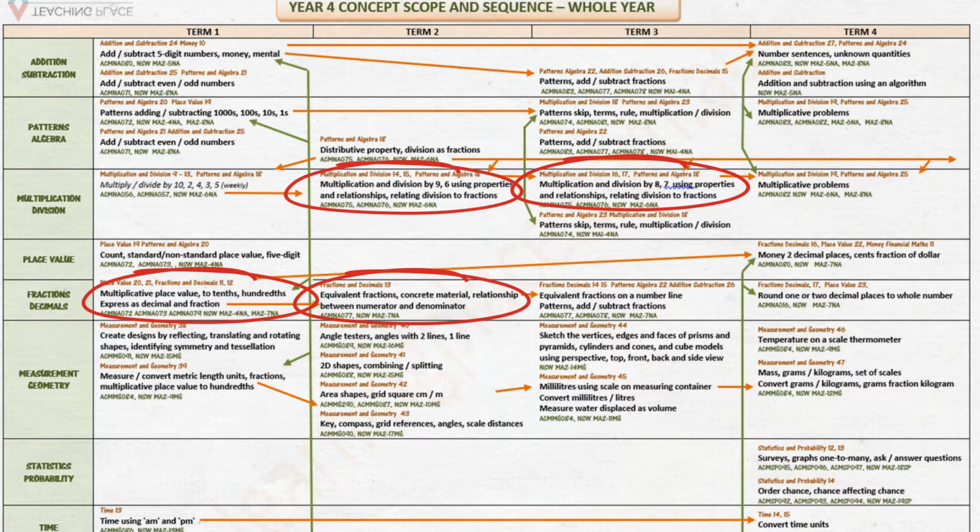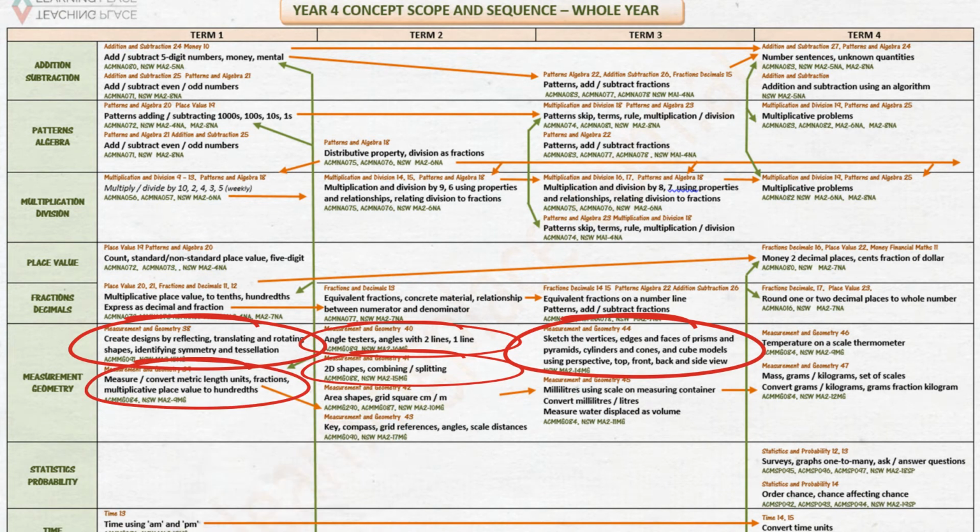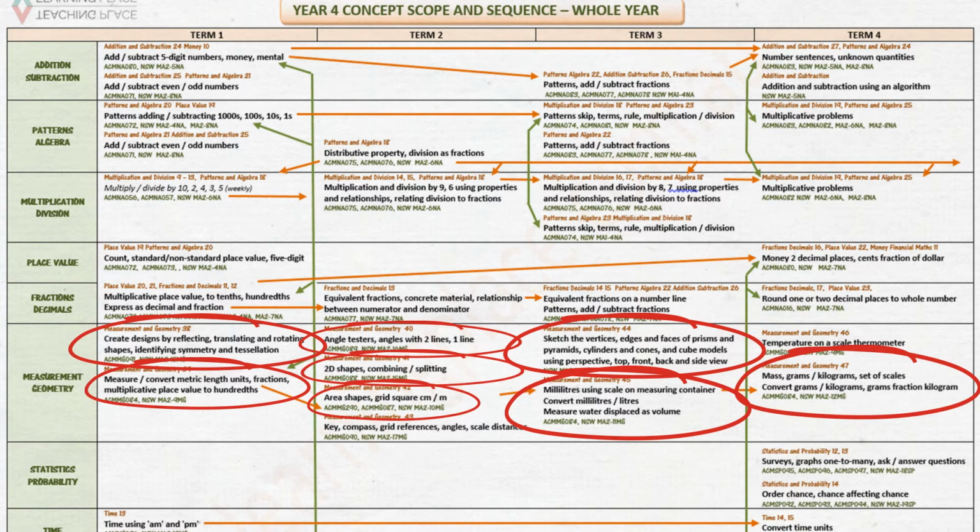In measurement and geometry, children investigate reflecting, translating, rotating, combining and splitting two-dimensional shapes. And they continue to investigate angles using angle testers. They investigate perspective and view of three-dimensional objects. They measure and convert between metric units of length using fractions and decimals to hundredths. They measure area in square centimetres and square metres and use a scale on a measuring container and displacement to measure and convert between millilitres and litres. They measure and convert between grams and kilograms.